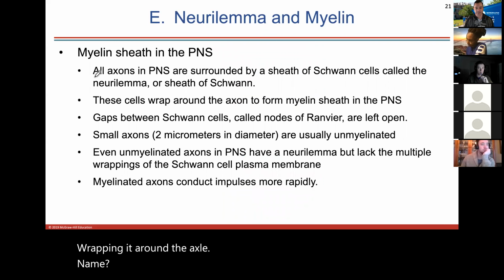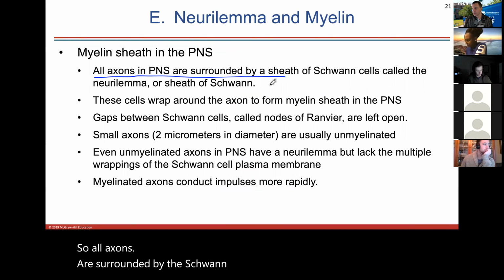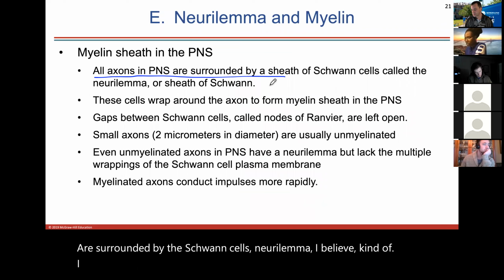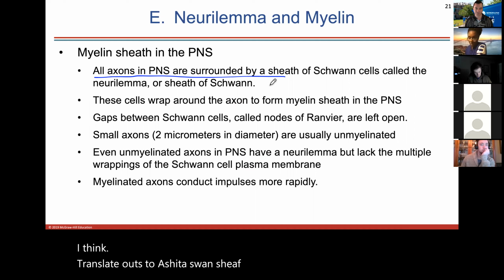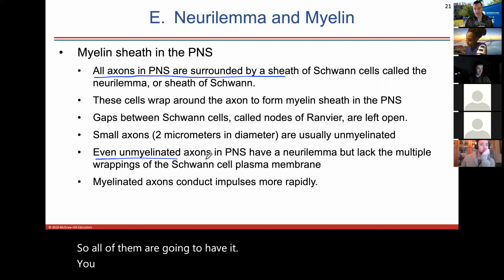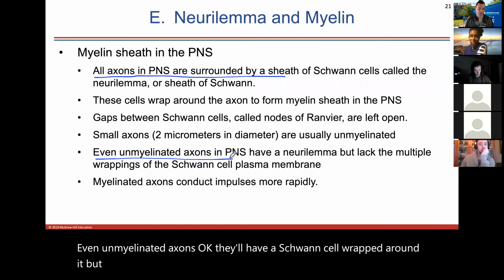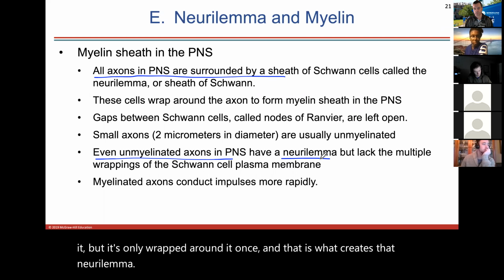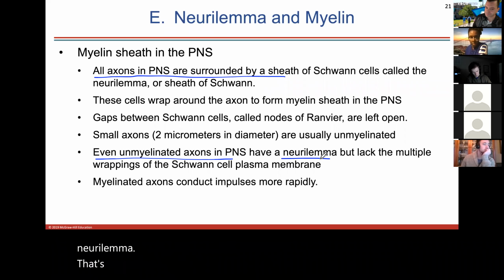So all axons are surrounded by these Schwann cells. Okay, neurolemma, I believe, kind of, I think, translated out to a sheath of Schwann. Okay. So all of them are going to have it, even unmyelinated axons. They'll have a Schwann cell wrapped around it, but it's only wrapped around it once, and that is what creates that neurolemma.